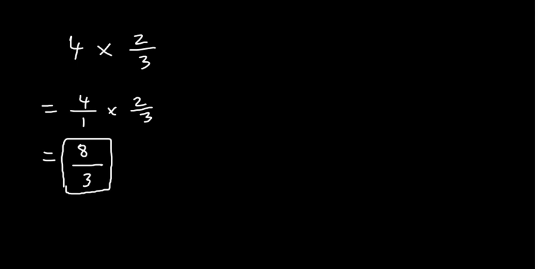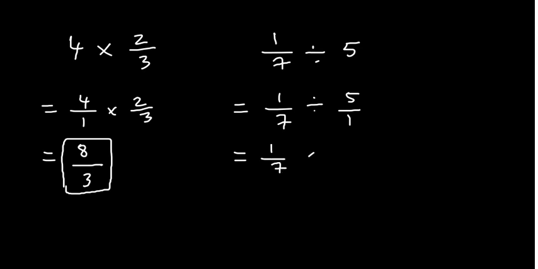As another example, let's try doing 1 over 7 divided by 5. So again, we write the number as a fraction, so that would be 5 over 1. And then we just change that to a times, and then we flip the second fraction. So that would be 1 over 7 times 1 over 5.